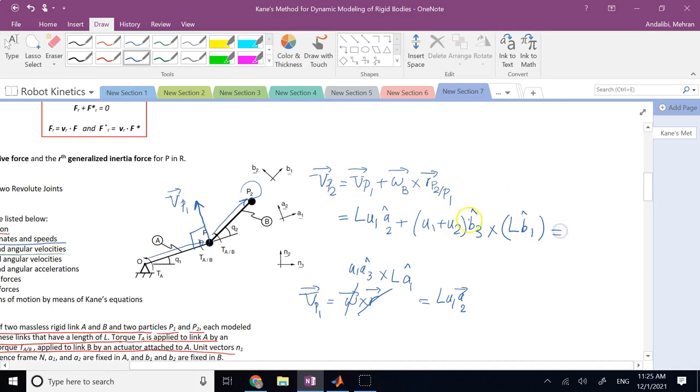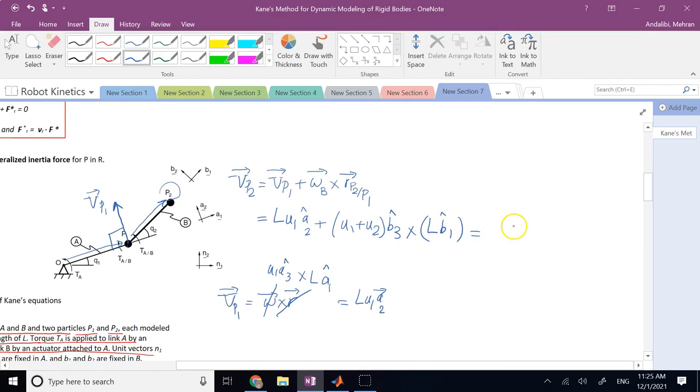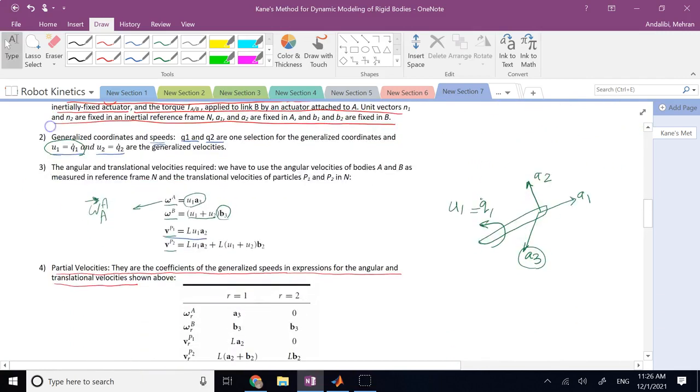So if we do that, again, we have B3 cross B1, so that's going to be B2. And so you will get LU1 A2 plus L times U1 plus U2, the whole thing times B2. Right, so this guy is your velocity of particle B, and exactly you can see that's what you see here. So now I have determined the required linear and angular velocities of the system.